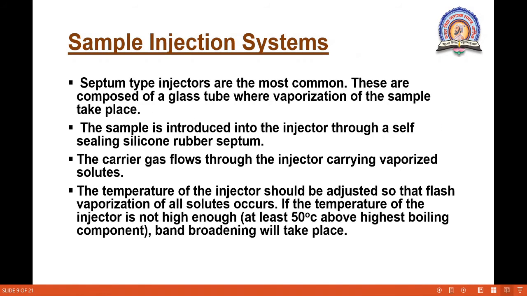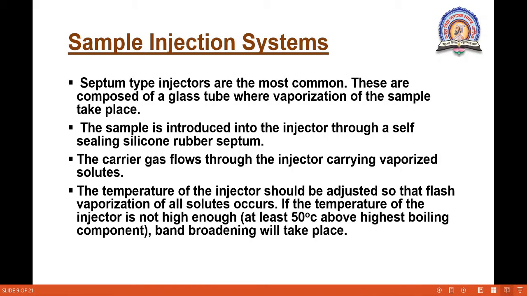Then the next component is the sample injection system. The septum type injectors are the most commonly used. These are composed of a glass tube where the vaporization of the sample takes place. Okay, for sample injection we use the septum type of injector, which is a closed glass tube where the vaporization of the sample takes place very easily. The sample is introduced into the injector through a self-sealing silicon rubber septum, and the carrier gas flows through the injector carrying the vaporized solute.